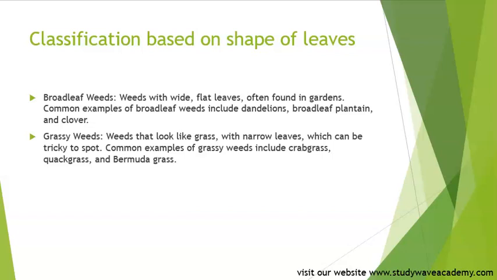Okay, remember today's topic is classification of weeds, and we have talked about three classifications. We talked about classification based on habitat, which is where the weeds live. We mentioned where they live and the different types of weeds that live in the different habitats, right? Then we also talked about classification based on lifespan, which is how long these weeds live. Then we talked about classification based on shape of leaves, what their leaves look like, right? So we now know how to classify weeds, right?